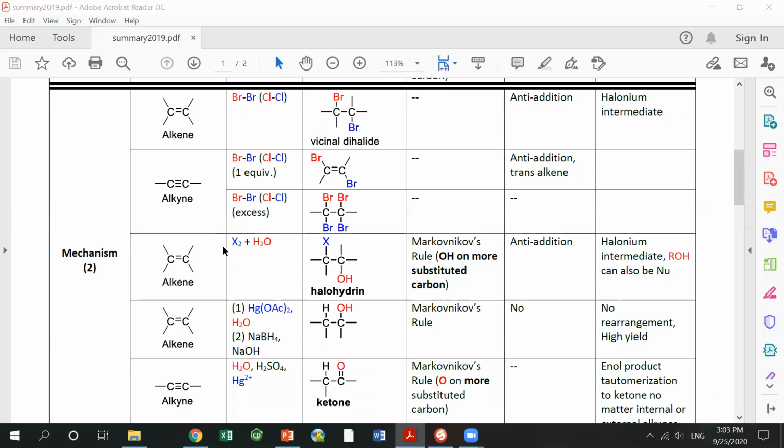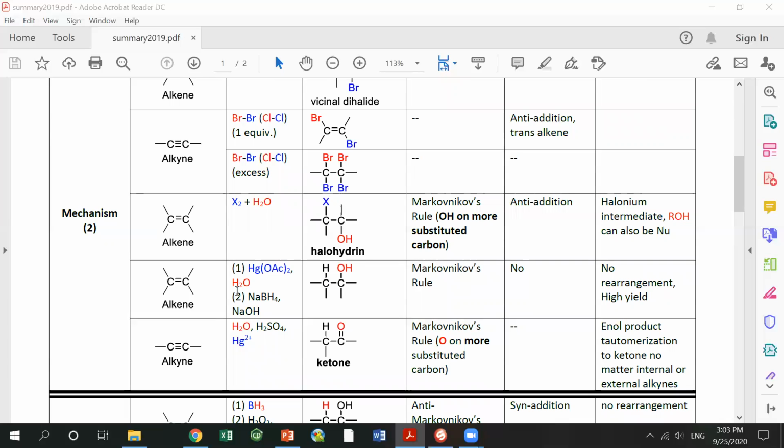We can also do this reaction in a polar protic solvent like water or alcohol. In the case of water, we generate a halohydrin reaction. Keep in mind that X is the electrophile, and the OH nucleophile adds onto the more substituted carbon.